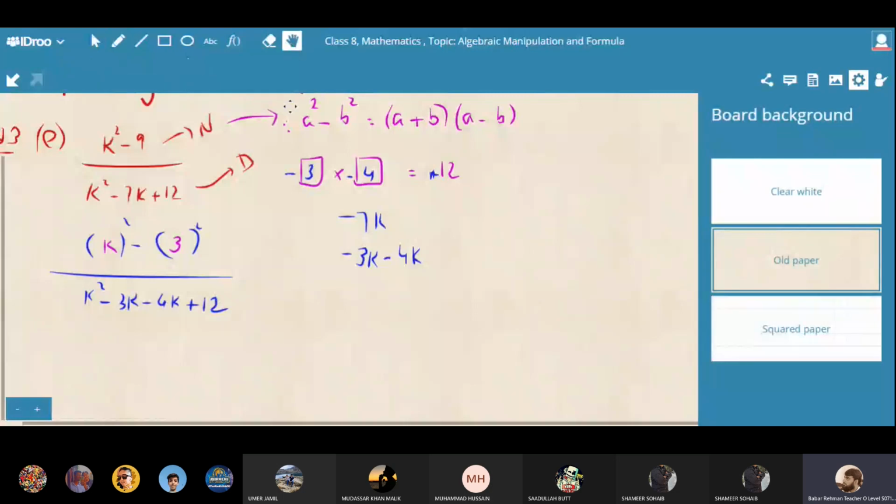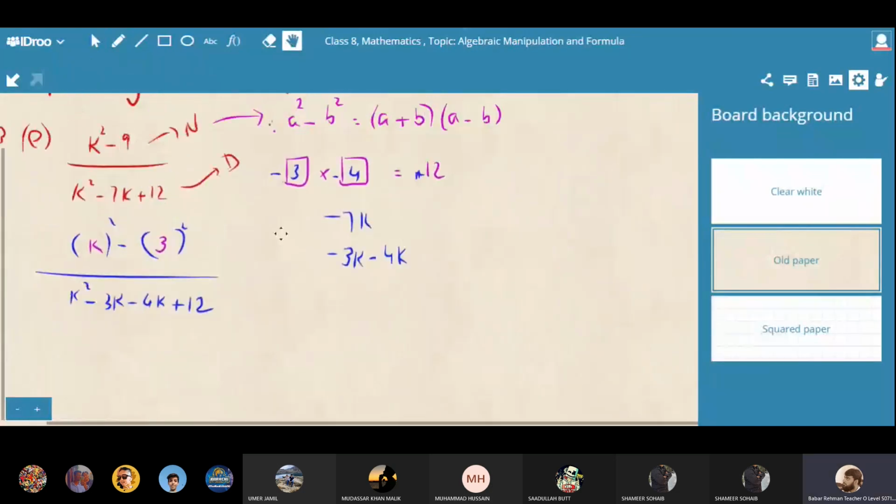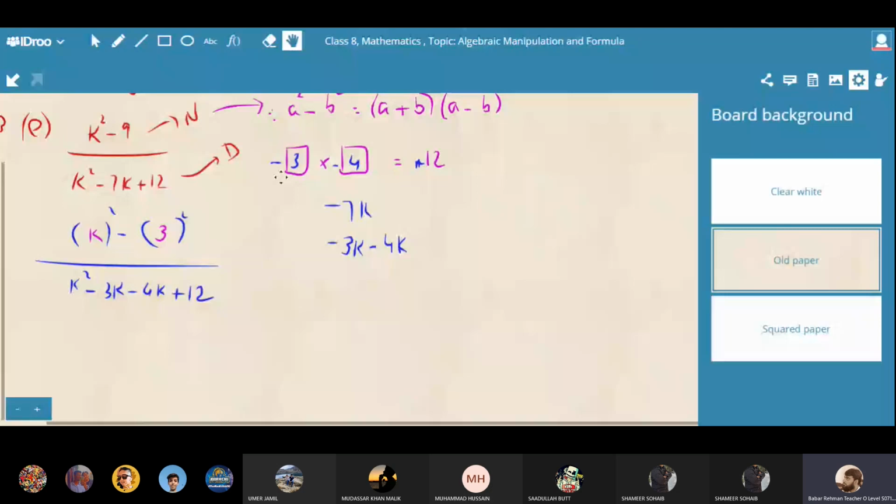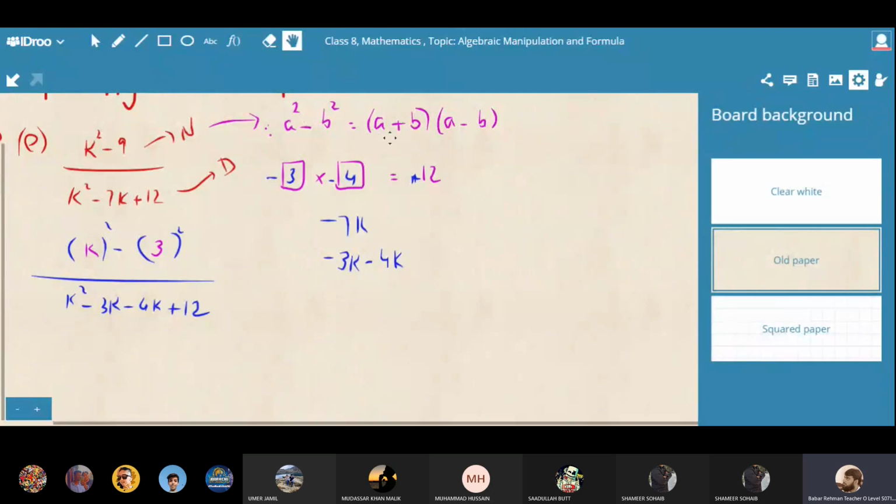Now, what is the next step? The formula which we are using, k square minus c square, I will be writing in the form of a plus b and a minus b. Are you getting my point? Sir, in the numerator we will write k plus 3 and k minus 3.